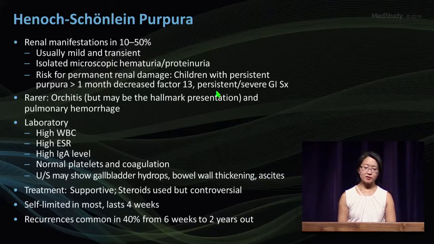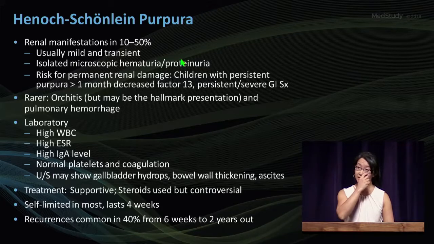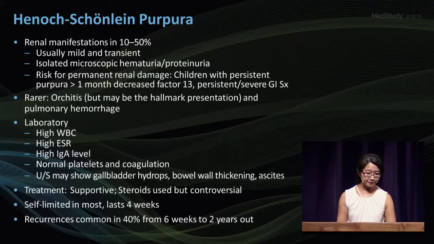And it's usually in patients who have persistent purpura for more than a month, decreased factor 13, or persistent and severe GI symptoms. What's interesting is that over the last decade or so, they've been looking at factor 13 infusions in patients with HSP with severe symptoms. They found that it helped with the GI symptoms as well as with the joint pains, but it doesn't necessarily help with the renal manifestations. So that's something to consider if a patient has HSP and GI complaints.